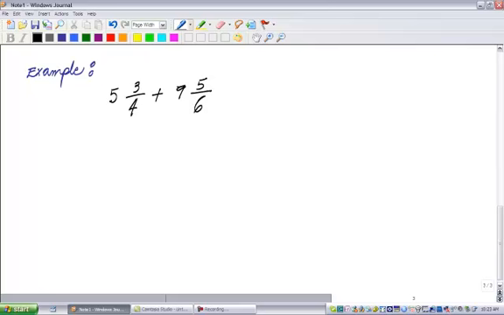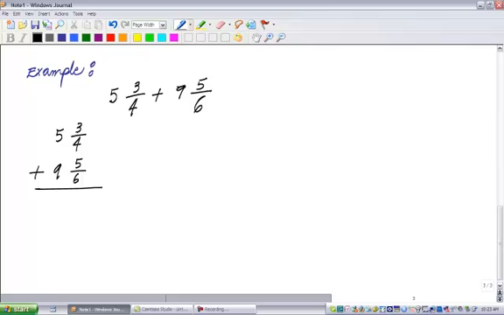Another example. Let's say I want to add 5 and a 3/4, and I want to add that to 9 and 5/6. Which way do you want to? I'm going to do it the second way, okay? So I have 5 and a 3/4. I'm adding that to 9 and 5/6. That's what I'm trying to do.